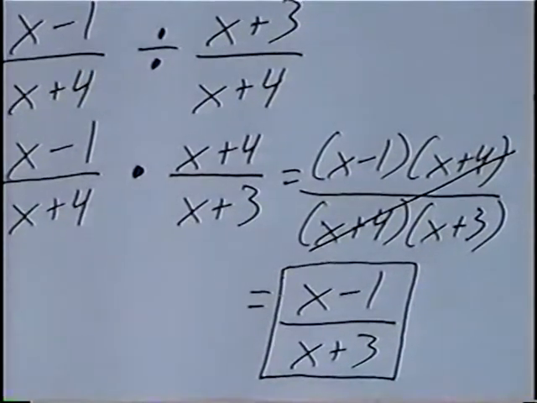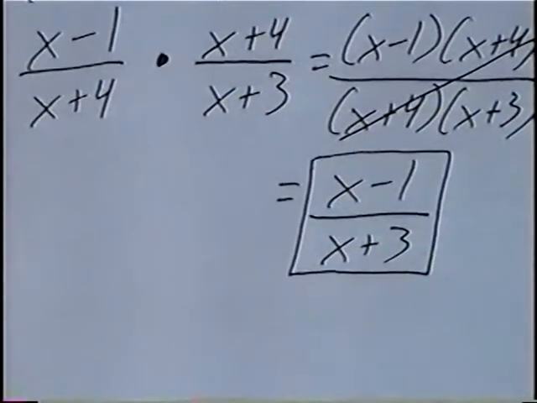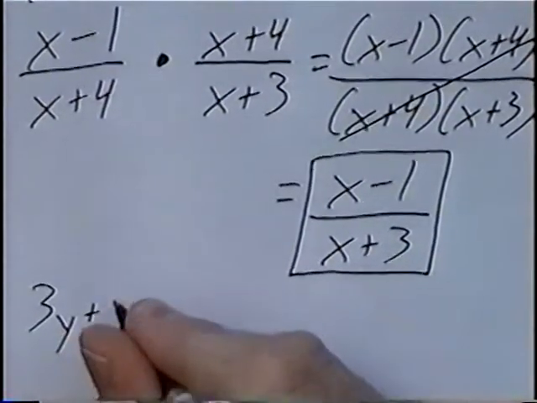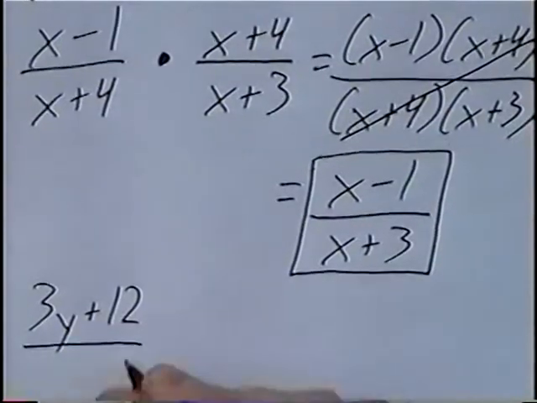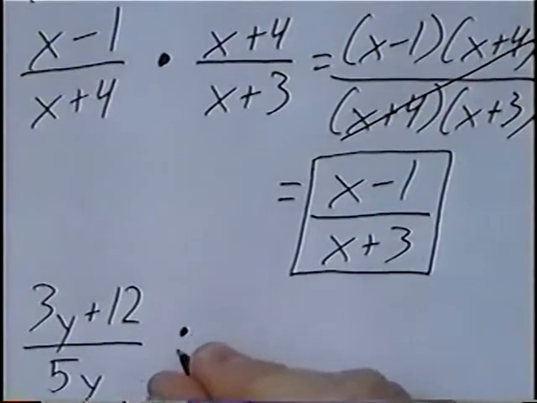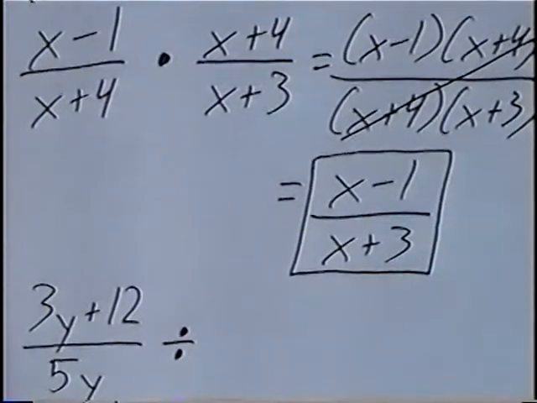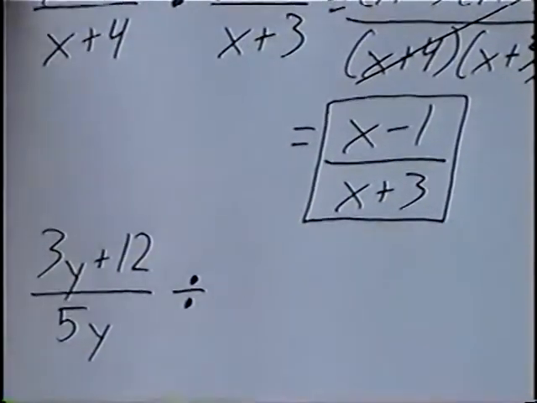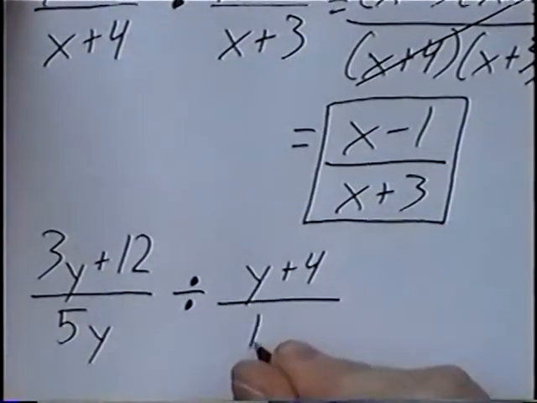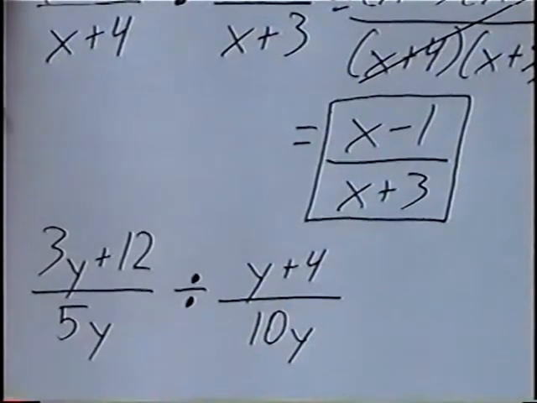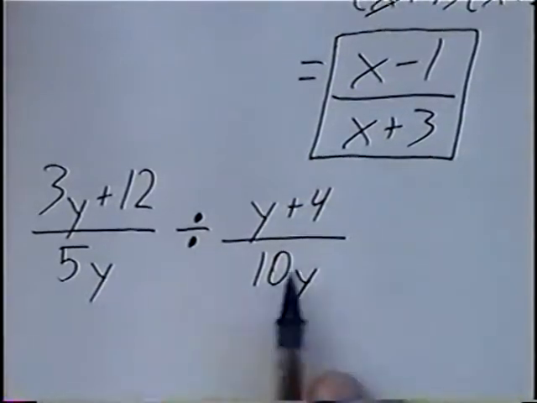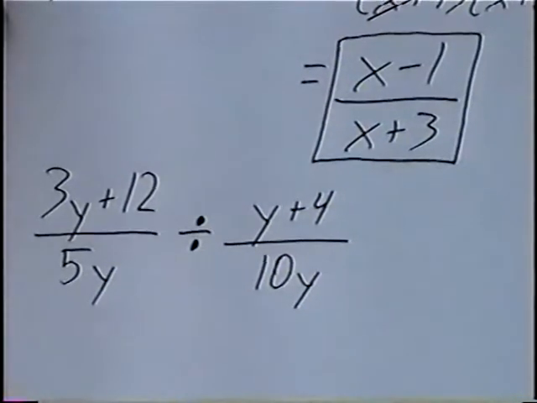Second question, and last question for the section. The first fraction we have is 3y plus 12 divided by 5y. And dividing this by a second fraction, y plus 4 over 10y. Again, the first step, we have a fraction divided by a fraction. We can rewrite the question.